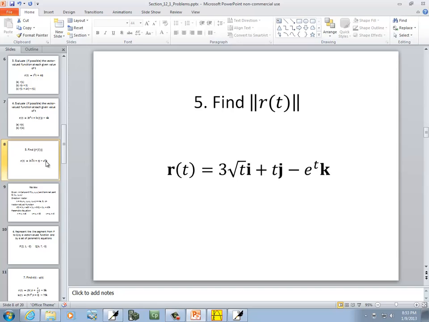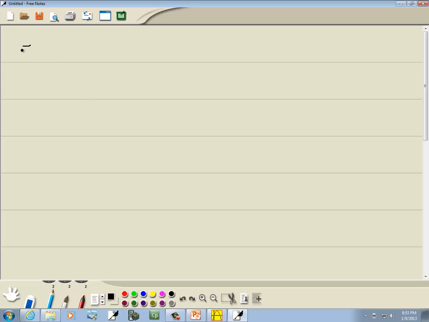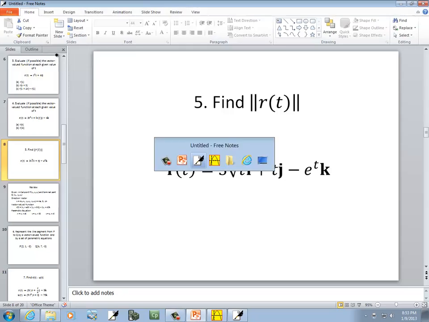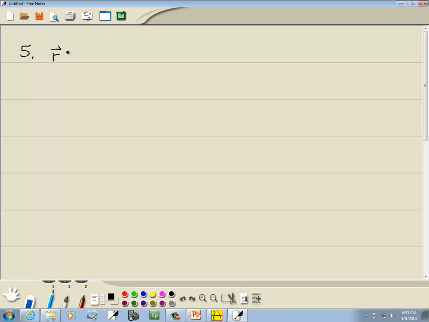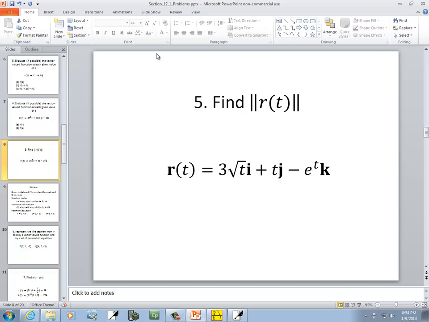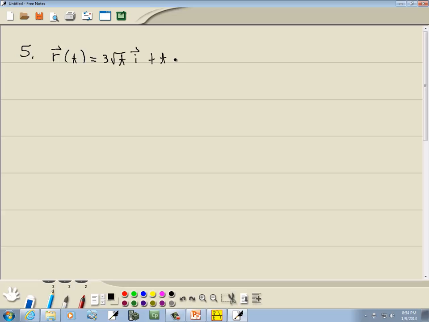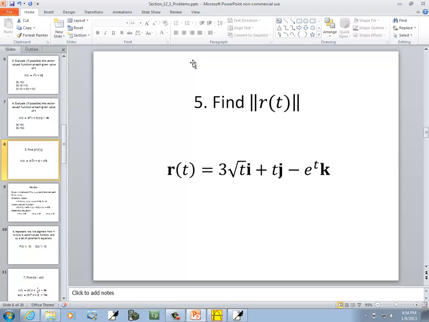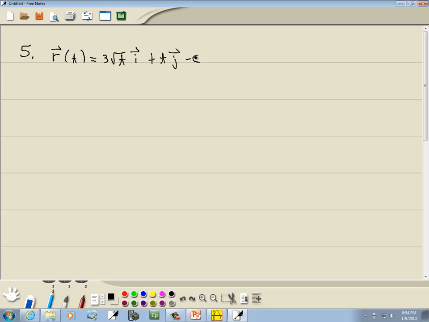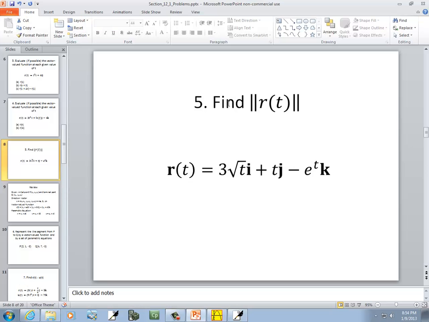Okay, let's find this. Number 5. You'll find that much of the same vector formulas and so forth we used in previous sections apply in vector valued functions. Okay.